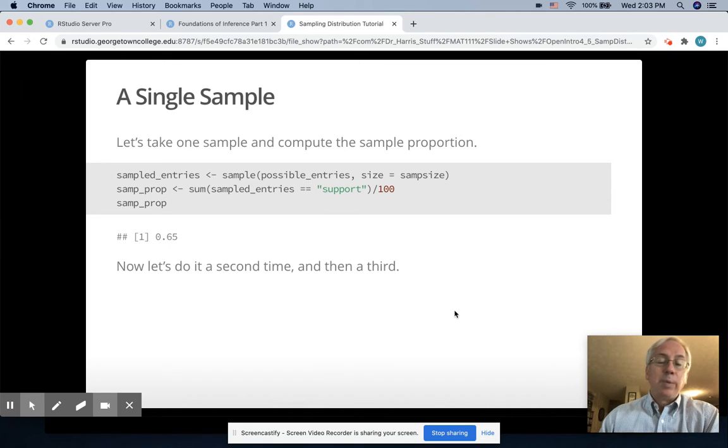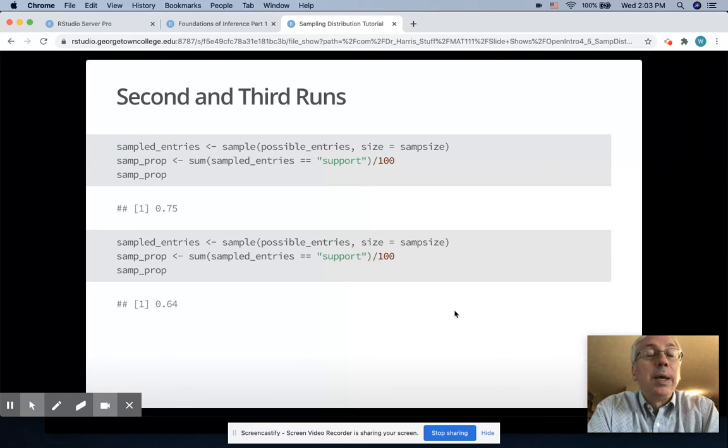Let's repeat this just to see that we actually get different values for different samples chosen. I've done it 2 more times, and it turned out that the second time I chose a sample, 75 of them were supporters, and so the sample proportion in that case was 0.75. And the third time, when I chose 100 individuals, I got 64, or 0.64 as my sample proportion. So I'm trying to convince you, or at least make plausible to you, that the value of the sample proportion depends on the sample chosen, and the sample chosen will vary from random sample to random sample. So we would expect to get different values for p hat for different samples.